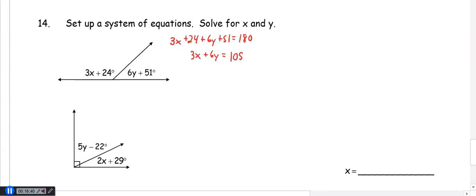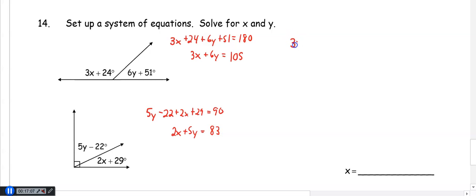In our next picture, we have a right angle, so we know that those together are 90 degrees. So 5y minus 22 plus 2x plus 29 is equal to 90. We can add 22 and subtract 29 from both sides, and we get 83. So we have 2x plus 5y is equal to 83 degrees.